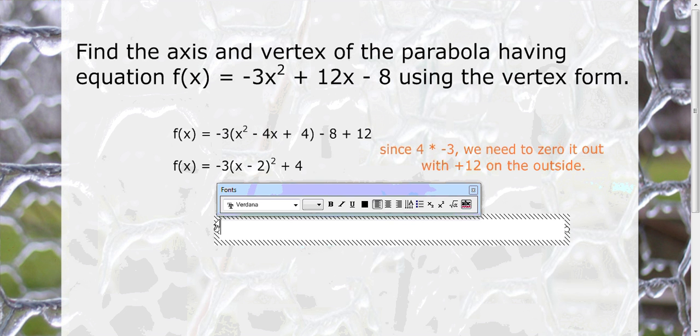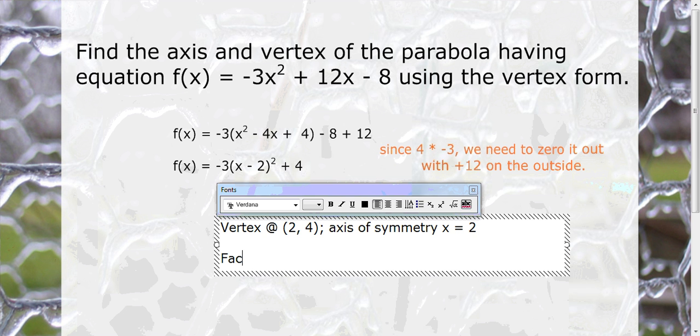Because of that, you've got a vertex at (2, 4), and the axis of symmetry is at x equals 2. You could also say it faces down. Now that you know where the vertex is, you can go from there, because that's your center point for graphing it. You can go left and right from that point.